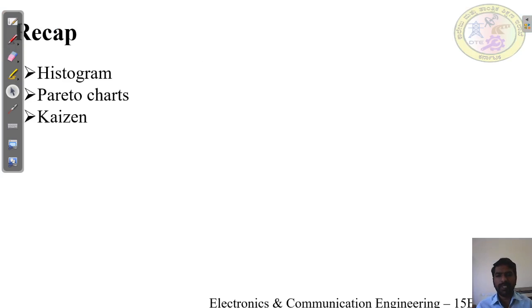See, in a previous video, I had explained about the TQM tools, that is flow chart, control chart, histogram, Pareto chart, and Kaizen. See, what is meant by the histogram? A histogram is the table format of the data converted into a bar graph. The bar graph shows different heights, so the result can be easily interpreted visually with the help of the histogram. And next is a Pareto chart.